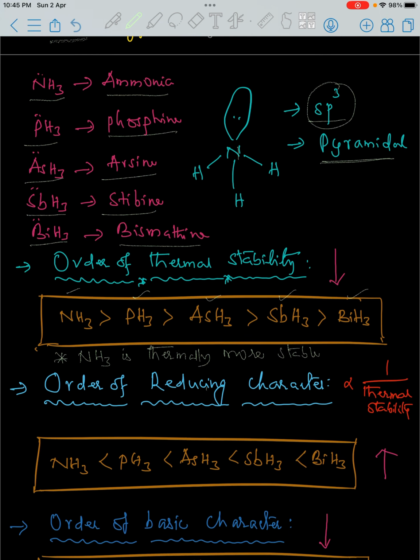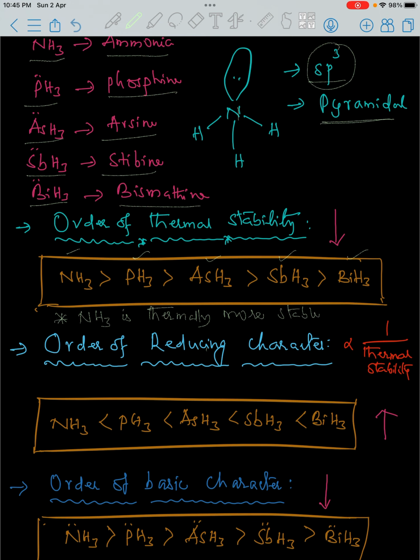Next, the order of reducing character. Reducing character and thermal stability are inversely proportional, so the order is reversed. NH3 is the least, then PH3, then AsH3, then SbH3, then BiH3. I have represented this with the arrow also.